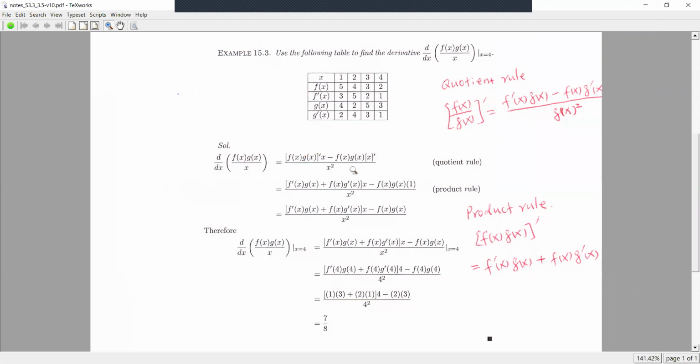In this expression, there are 2 derivatives to compute. This one and this one. The derivative of x is 1. For the derivative of f times g, we can apply the product rule to get this equation. Simplify this expression a little bit, then we have this equation. This is the result of this derivative.